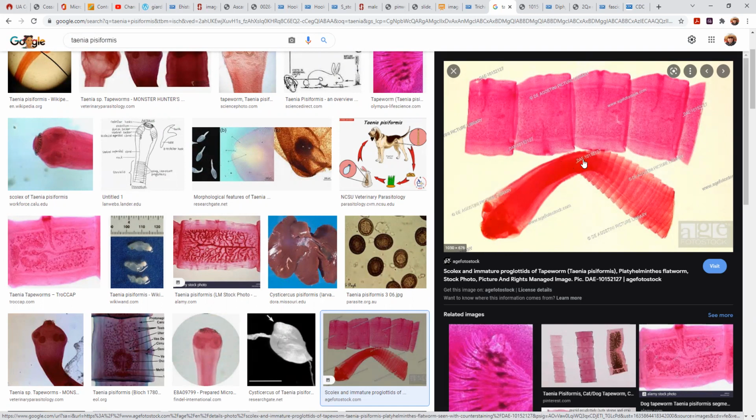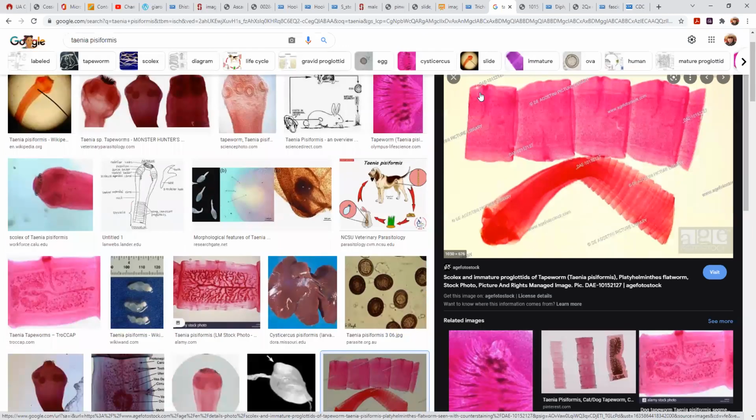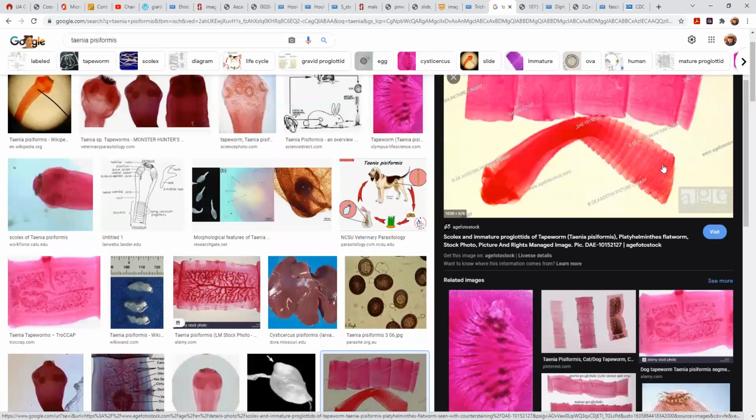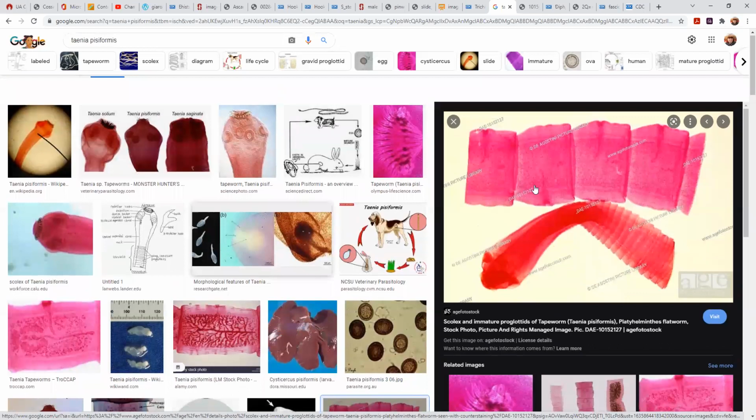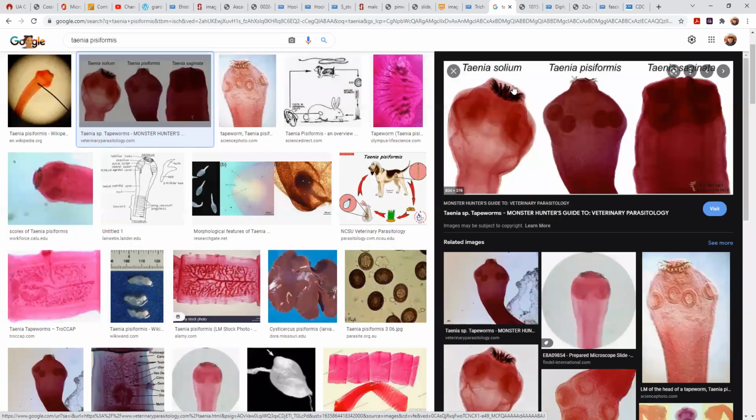As we come off the head, we're going to start to get segments, and these are called proglottids. These little square structures that you're seeing here, those are proglottids. So a tapeworm has these different segments, or different sections. If we take a closer look at the scolex, there's different ones here, but here's Taenia pisiformis in the middle.